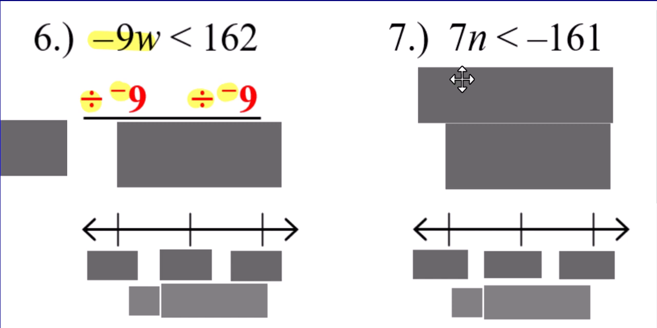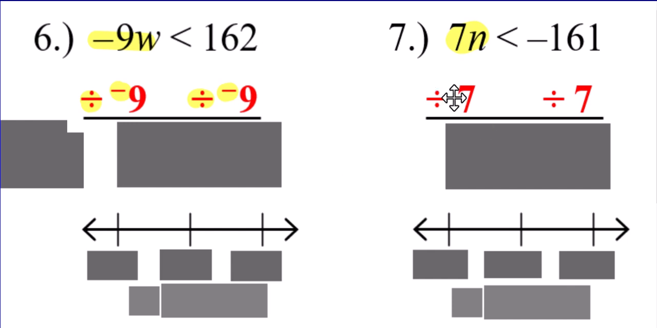Let's skip to number 7. I know I haven't finished number 6, but let's skip to number 7. What's happening to the variable in number 7? Here it's being multiplied by a positive 7. Inverse is to divide by 7 on both sides. Write that down.